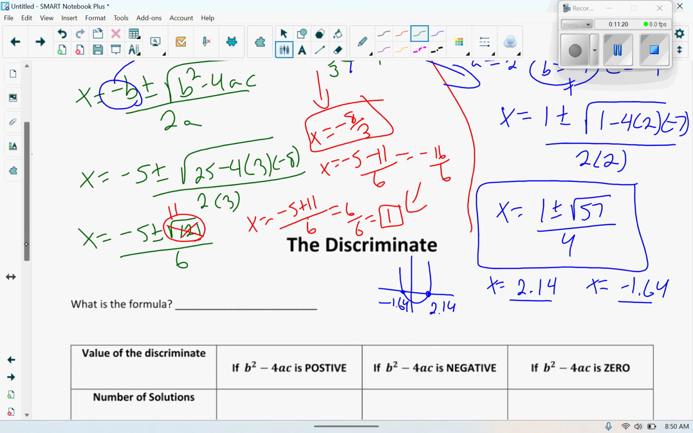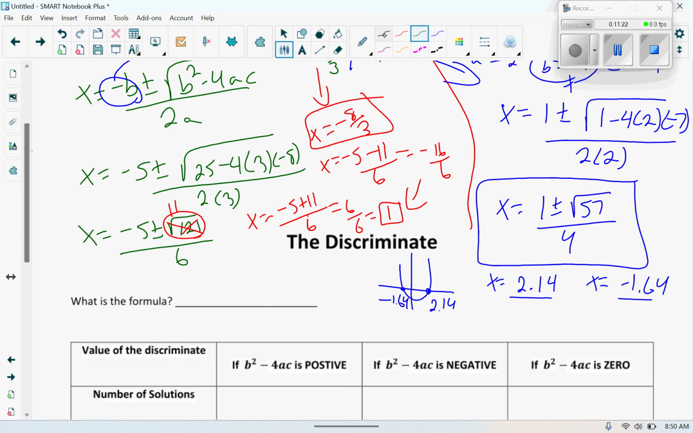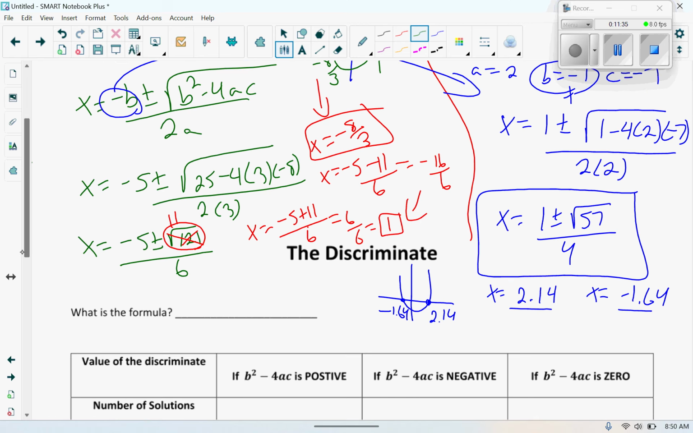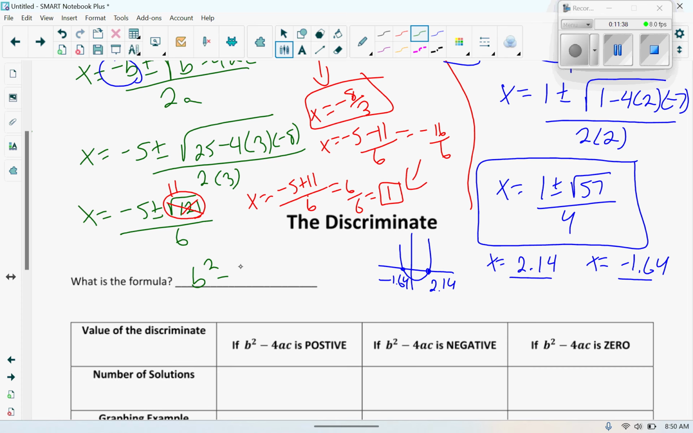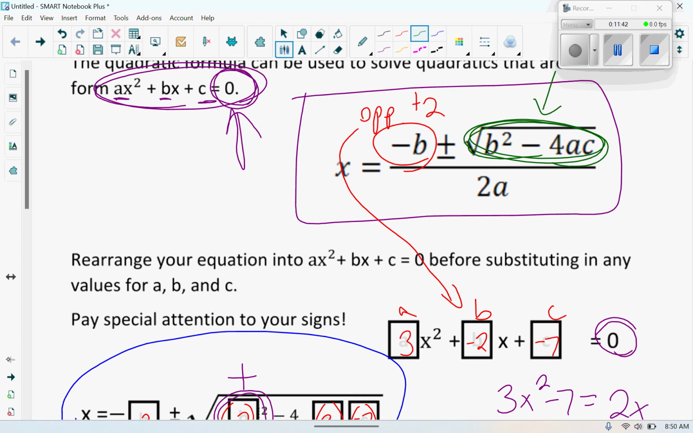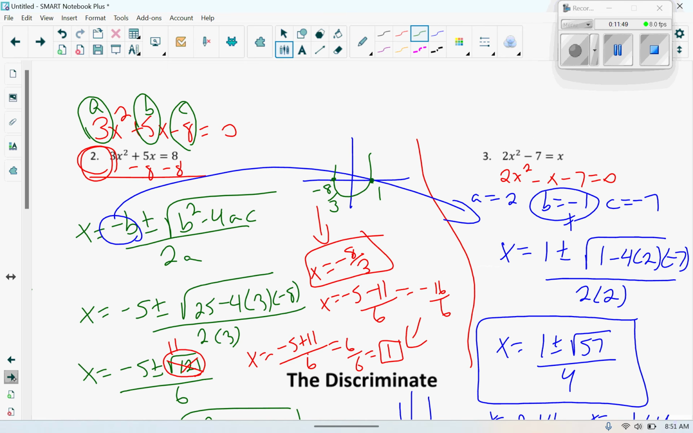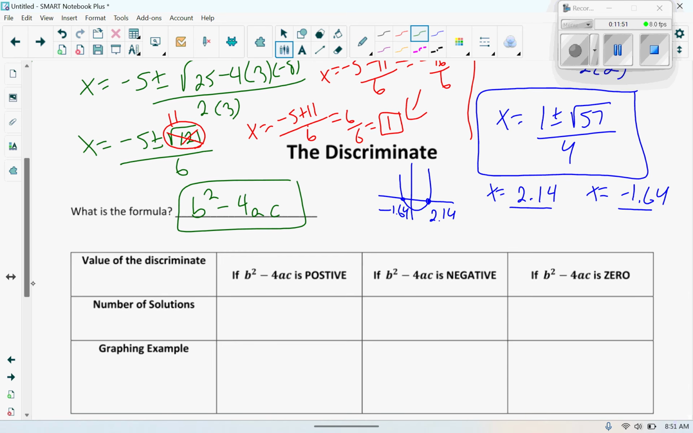Okay, the next thing I want to do is talk about the discriminant. The discriminant is actually part of the quadratic formula. It's going to be this part right here, not including the square root. So the discriminant is going to be b squared minus 4ac. I am not giving you the discriminant on the test. However, you will have this formula on the test. So as long as you know that you're just taking this piece of it, you should be good.